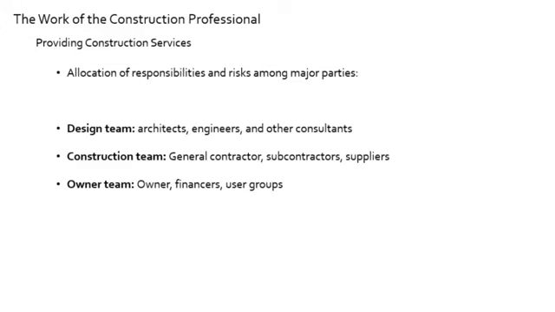So there are three main teams. We have our design team, which is composed of the architects and the engineers and their consultants. We have a construction team, which could vary, but in general we typically have a general contractor at the top. Below the general contractor are subcontractors, and then, of course, the suppliers who supply our materials. And then finally is, of course, the owner's team, which would have the financiers and the user group, whoever will actually be using the building. So that might or might not be the actual owner, obviously.